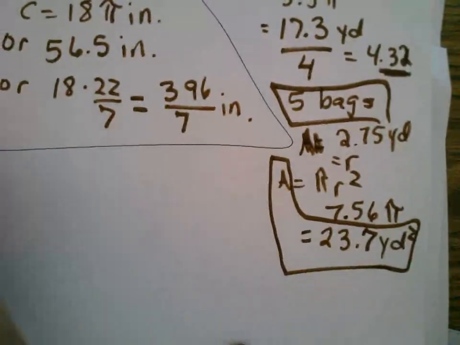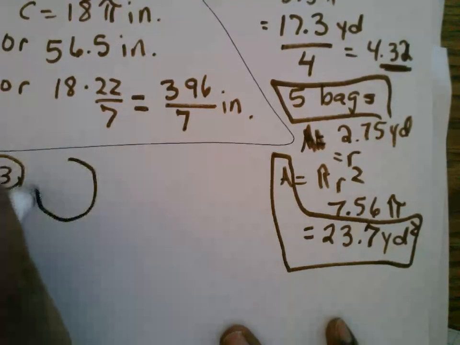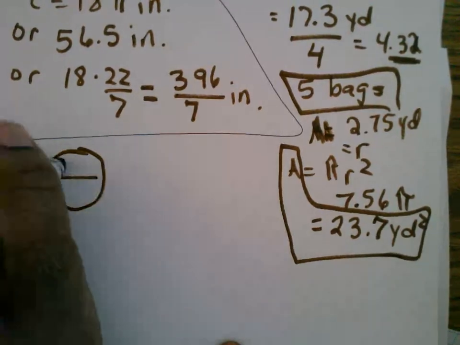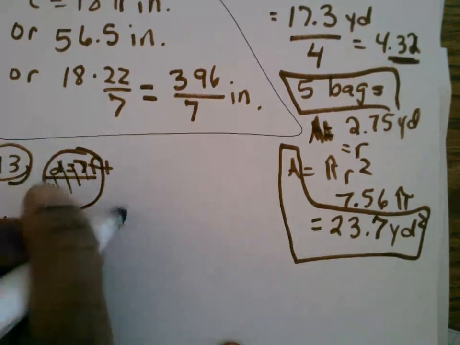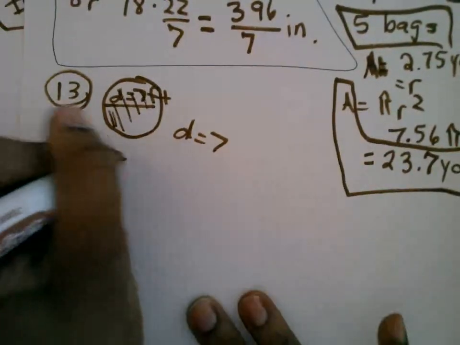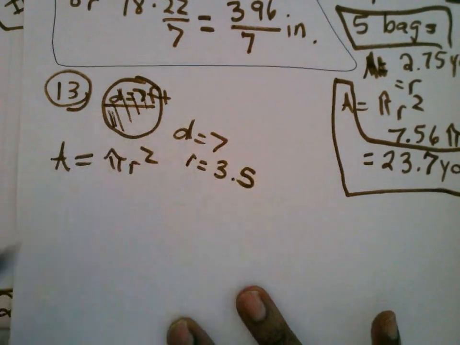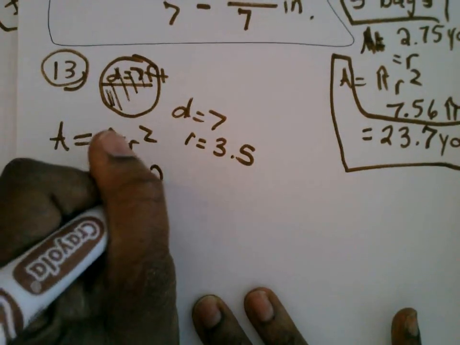All right, number 13. Diana is painting a circular mural. There's a circle on her wall. Her mural is going to have a diameter of 7 feet. How much space will she be painting? So she's painting all of this. That's going to be area where the diameter is 7. Okay, here we go. Area is equal to pi r squared. If the diameter is 7, the radius is 3.5. 3.5 squared is 12.25 pi.